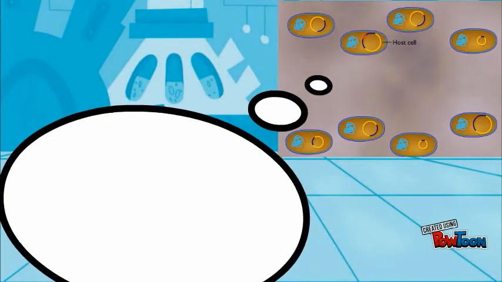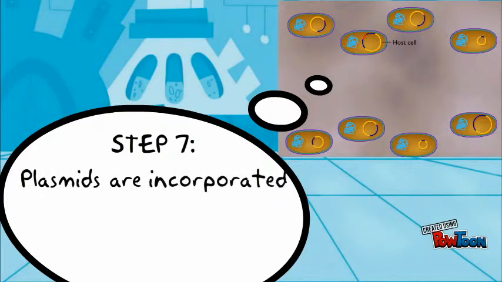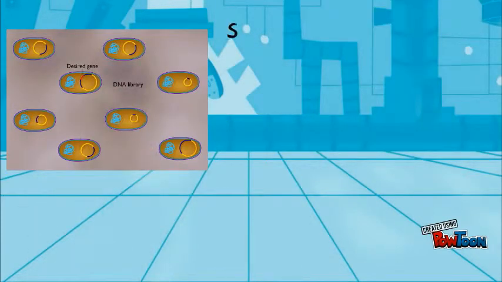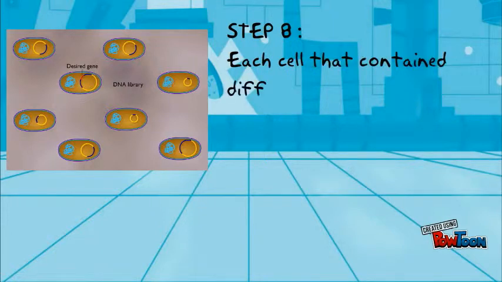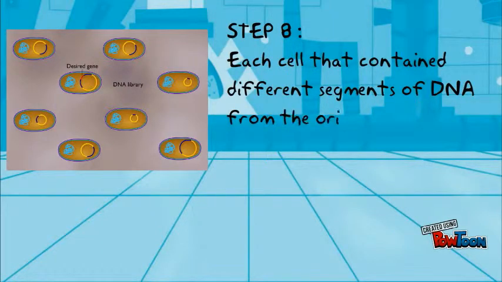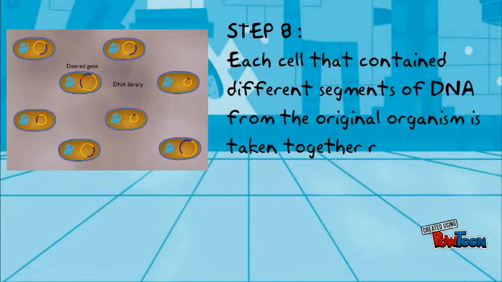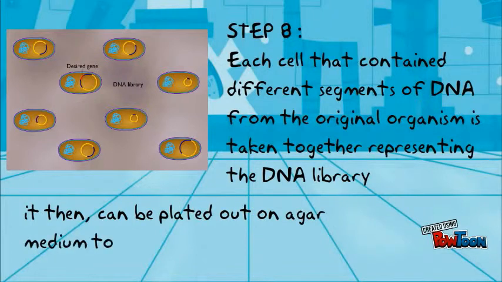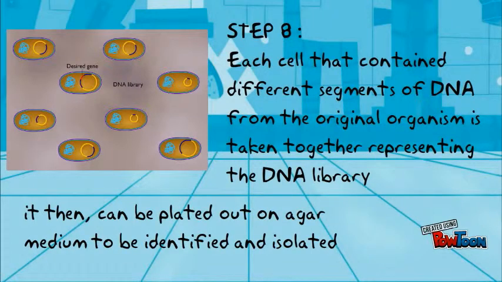For step 7, the plasmid is incorporated into the bacterial host by the transformation process. For the final step, each cell that contains a different segment of DNA from the original organism is taken together, representing the DNA library. It can then be plated out on an agar medium and identified and isolated.